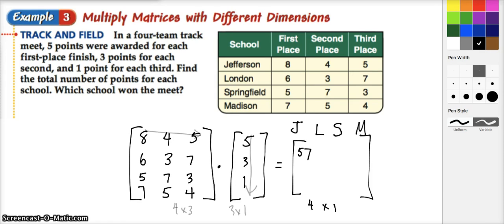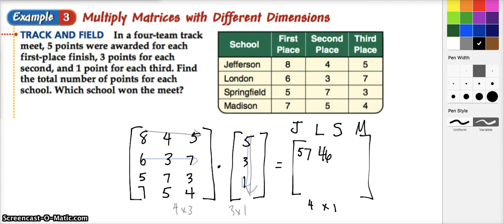Let's look at this next one. We've got 637, and we're going to multiply it here. 6 times 5 is 30, 3 times 3 is 9, 7 times 1 is 7. 30 plus 9 is 39, plus 7 gives me 46.